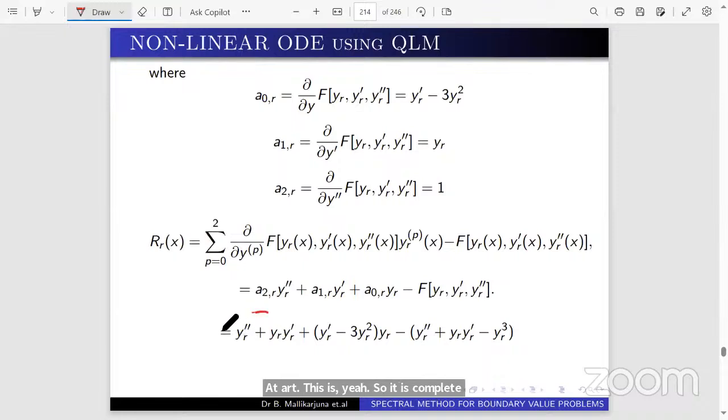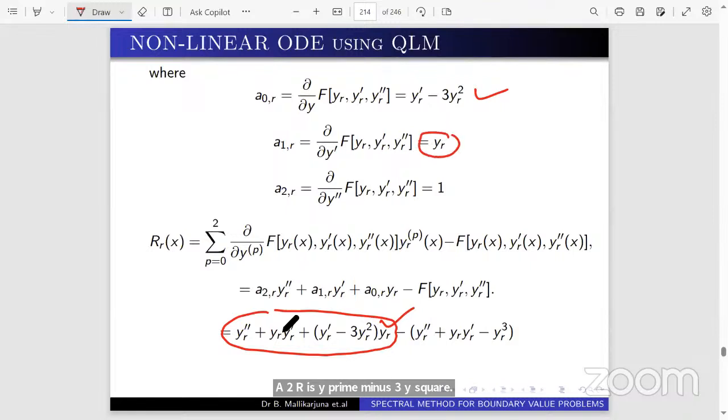See here, this is the differential equation. Sorry, a2r is yr prime minus 3yr square, into yr, into yr prime, 1 into y double prime, minus the given equation. So these two will get cancelled.